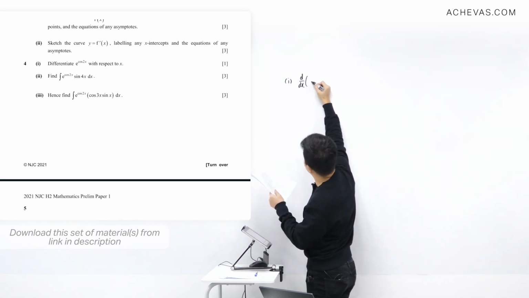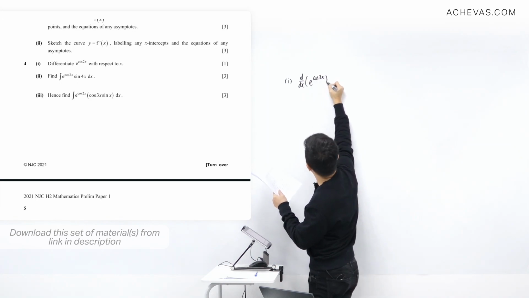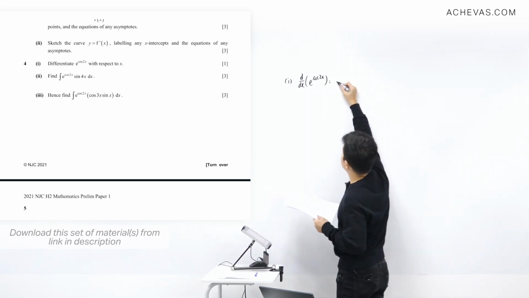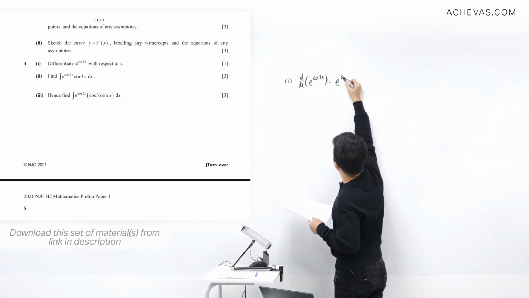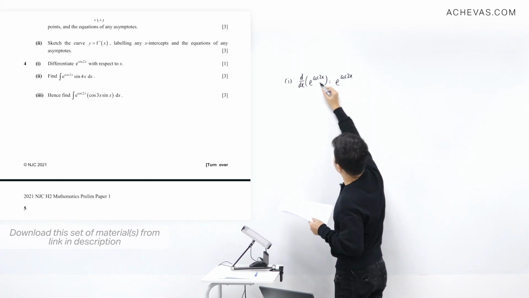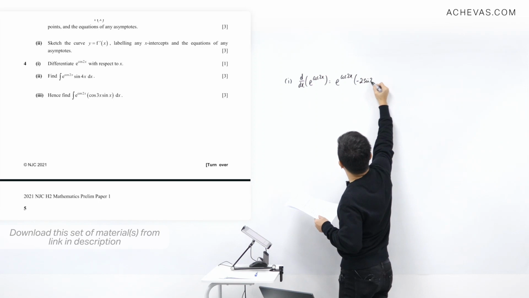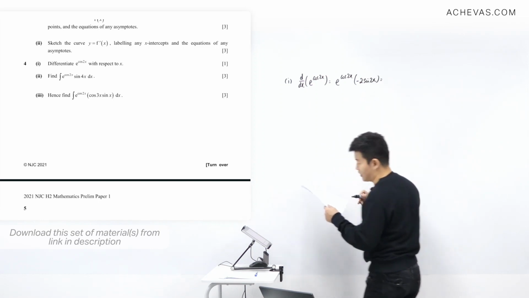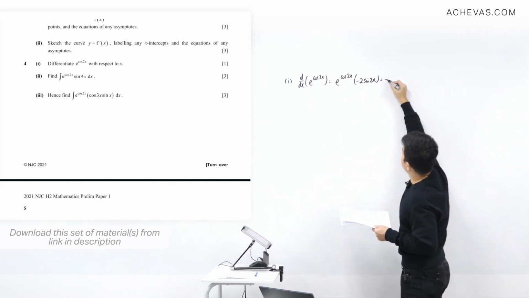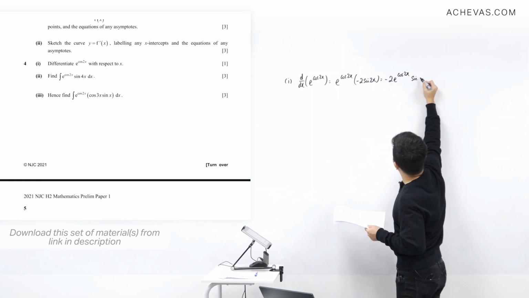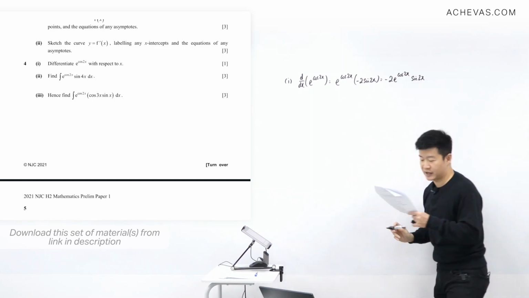We are supposed to be differentiating e to the power of cosine 2x. So I'm going to be making use of the chain rule. That will give me e to the power of cosine 2x. Differentiating cosine 2x gives me -2 sine 2x. Let me just rewrite this. It is -2 e to the power of cosine 2x, then we have a sine 2x here.